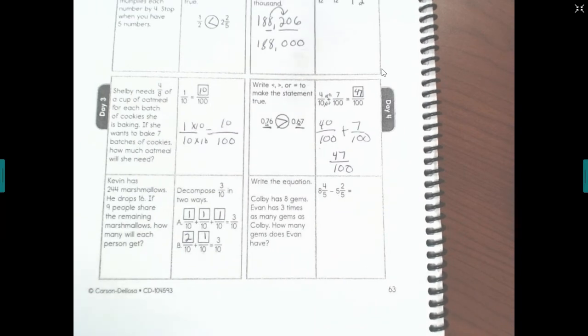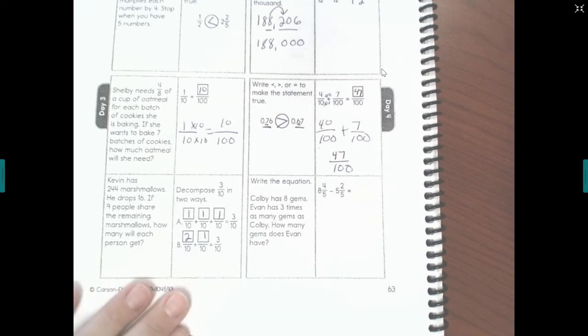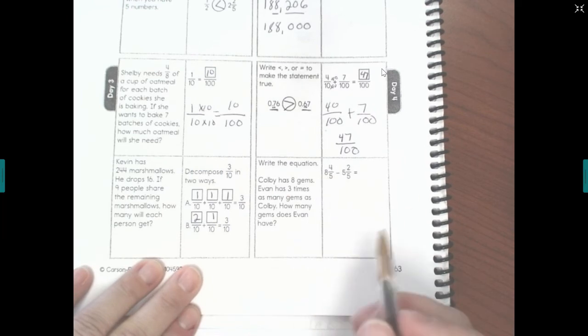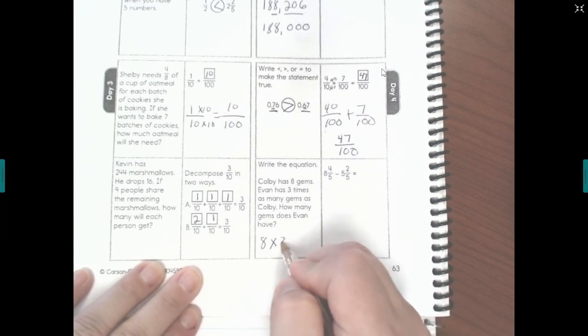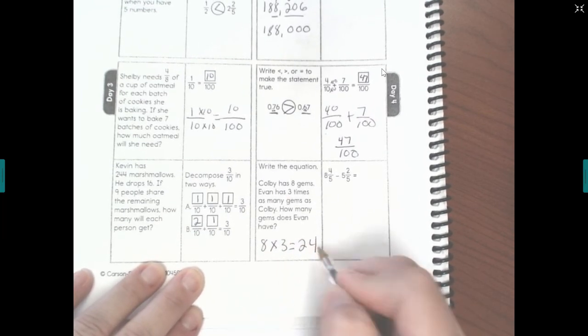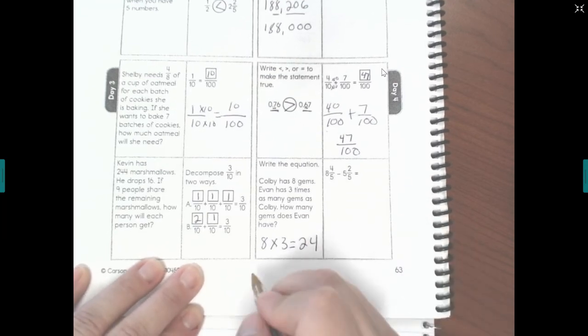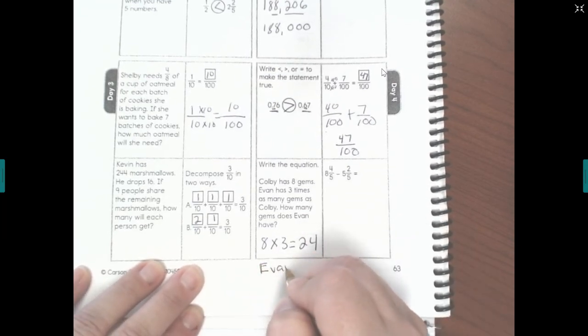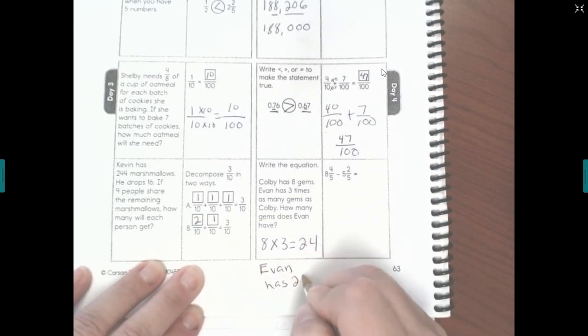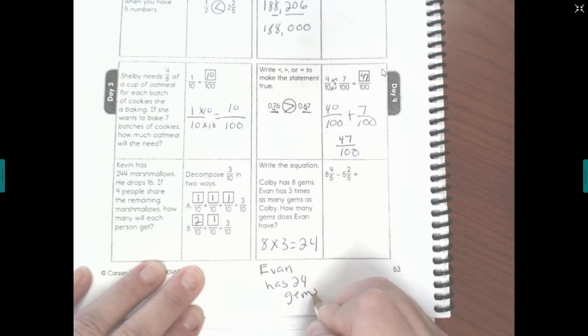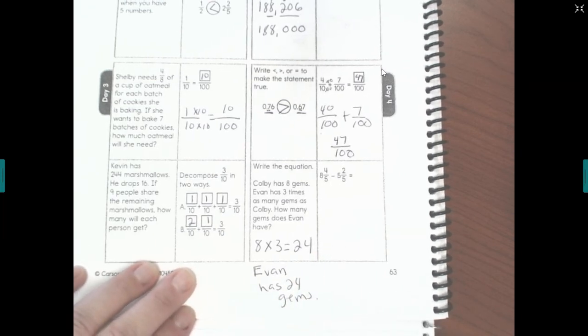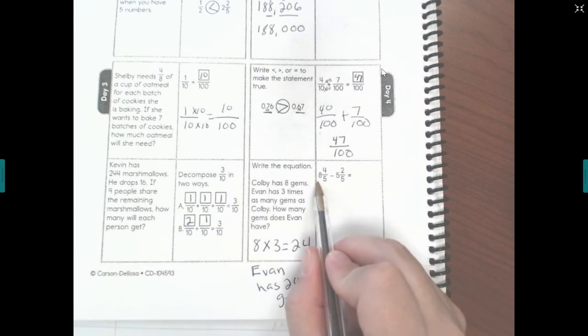All right, write the equation. It says Kobe has 8 gems. Evan has 3 times as many gems as Kobe. How many gems does Evan have? So it says write an equation. So this is simply 8 times 3 equals 24. How many gems does Evan have? Evan has 24 gems.